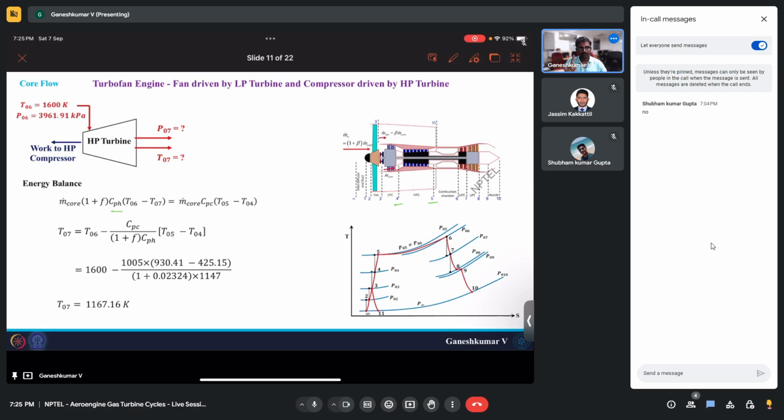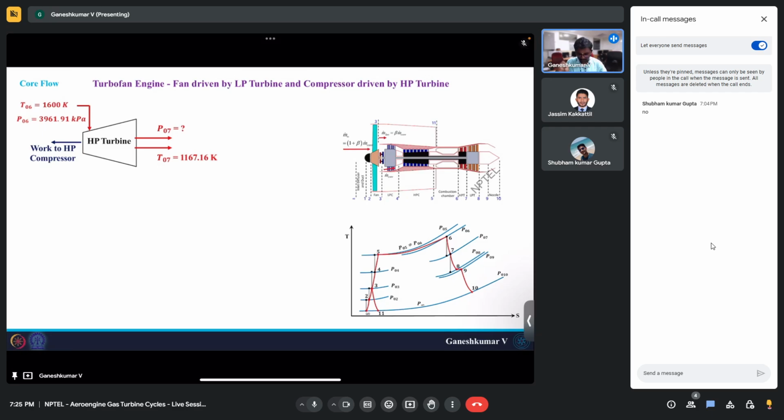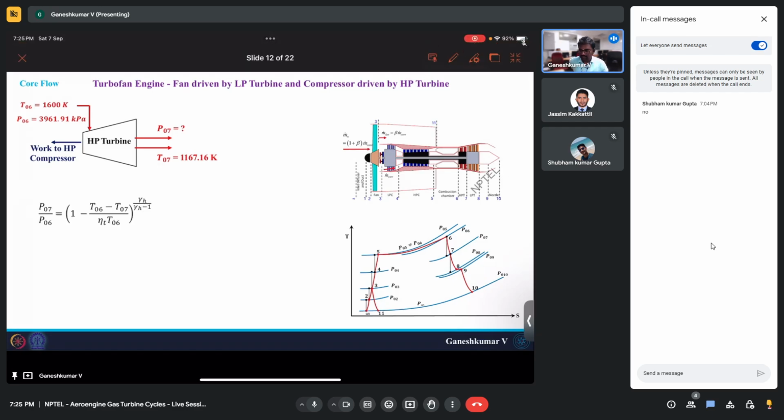Now comes the real problem. Oh, we need to yet compute the pressure. So the pressure again, we all know this formula coming from isentropic flow relations. We can substitute it, and you will end up having the pressure at the exit of the high pressure turbine. Okay, which will be around 10.8 bar.